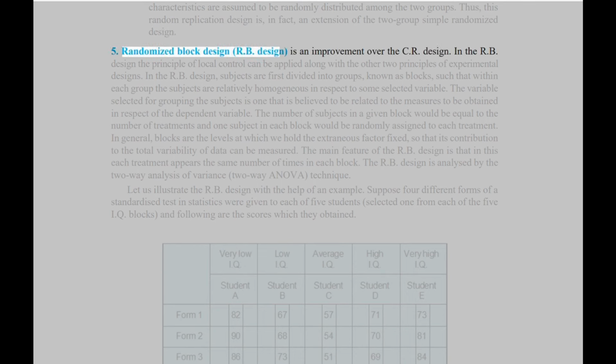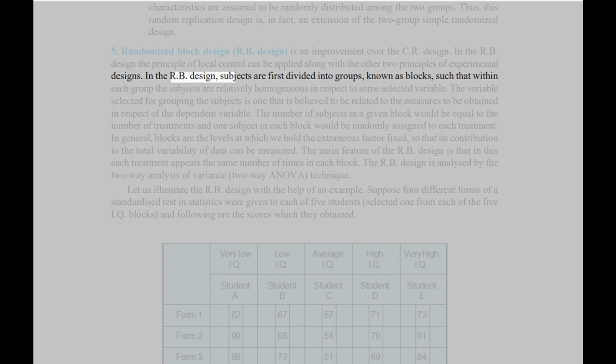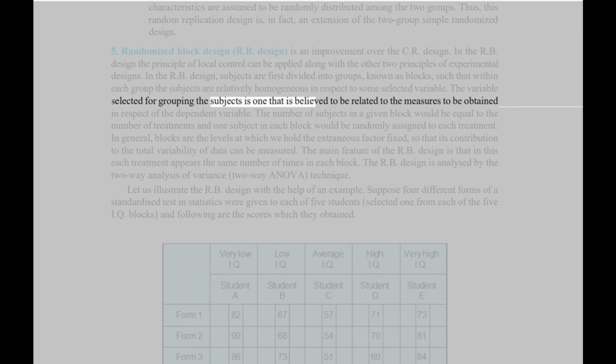5. Randomized block design, RB design, is an improvement over the CR design. In the RB design, the principle of local control can be applied along with the other two principles of experimental designs. In the RB design, subjects are first divided into groups, known as blocks, such that within each group the subjects are relatively homogeneous in respect to some selected variable. The variable selected for grouping the subjects is one that is believed to be related to the measures to be obtained in respect of the dependent variable.